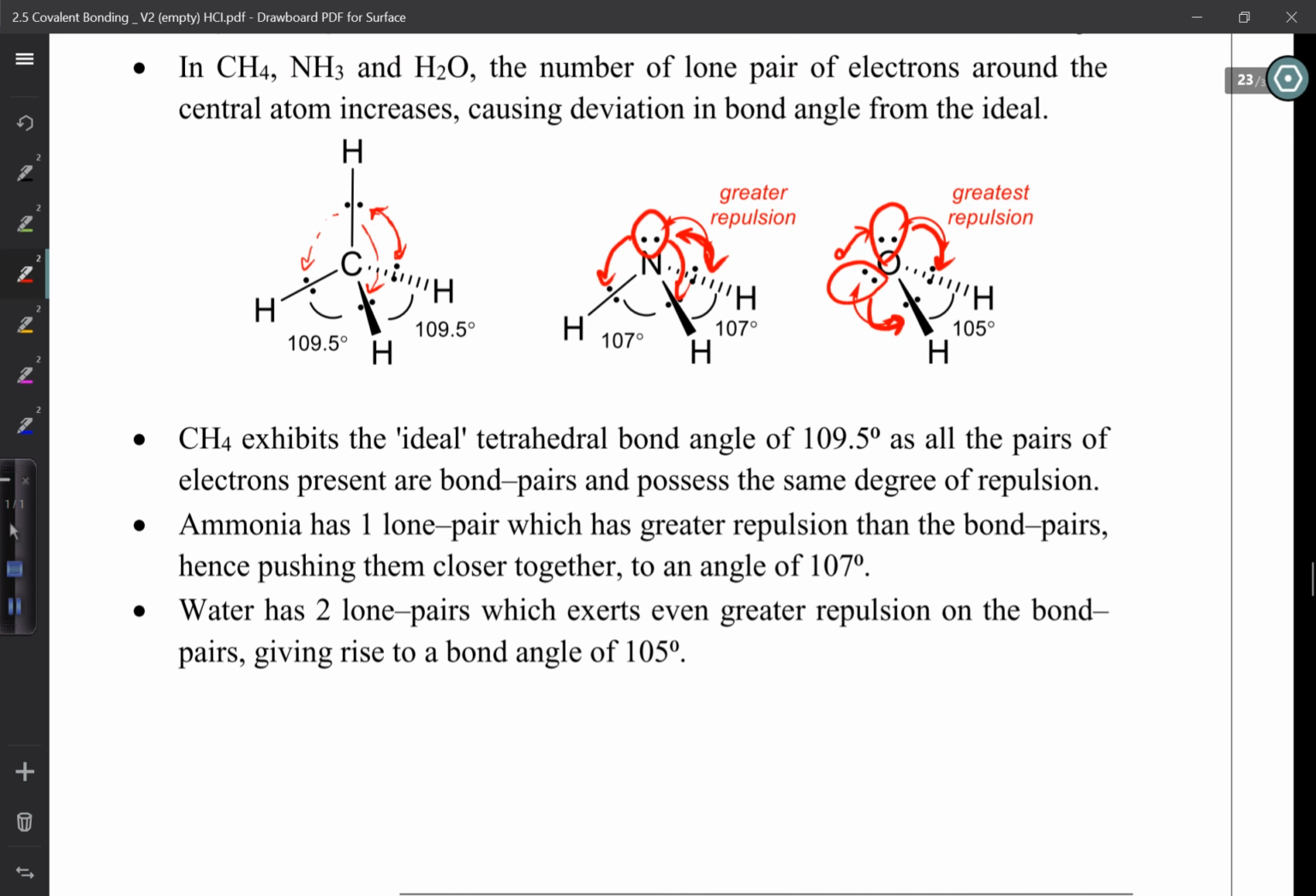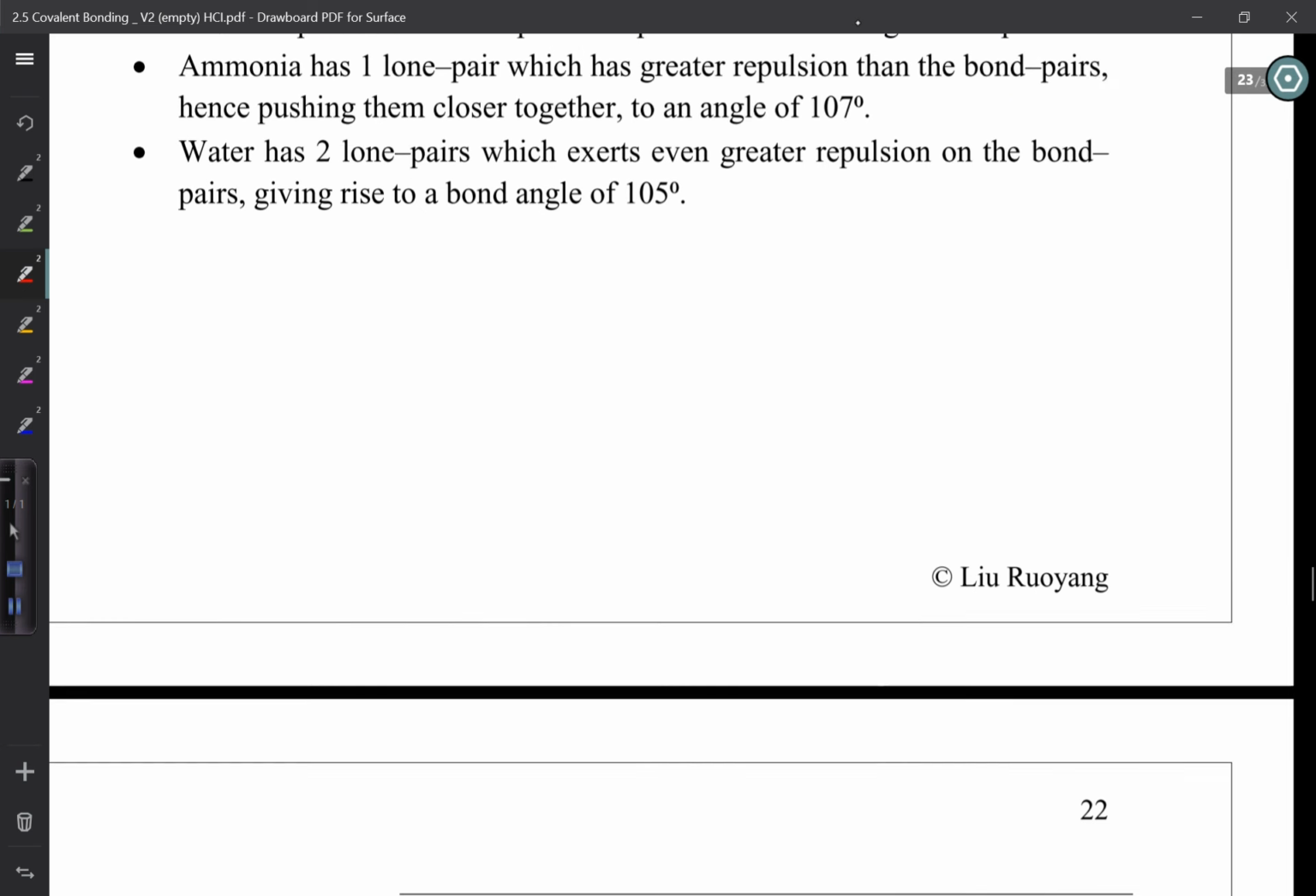So whatever I've explained is contained here. If you are still unsure, you can go back and read, or you can watch the video.